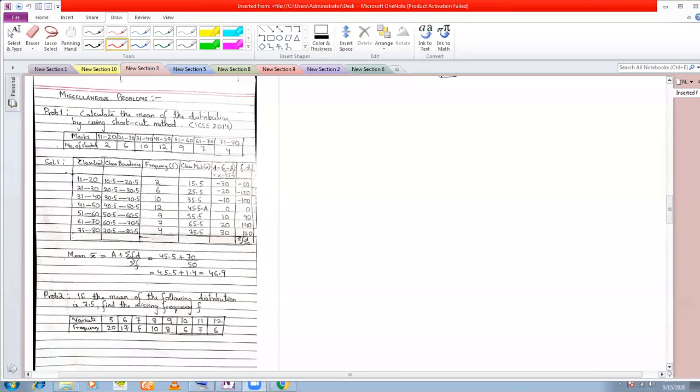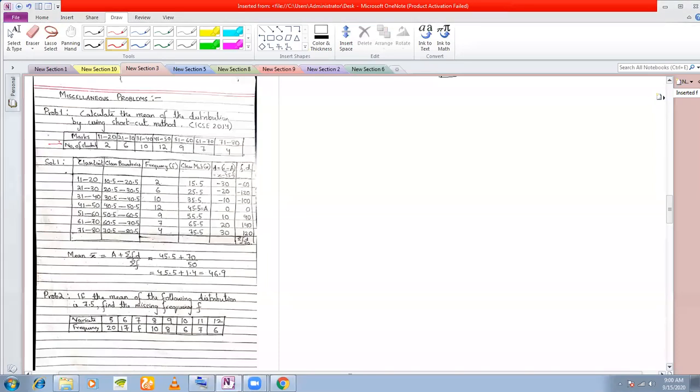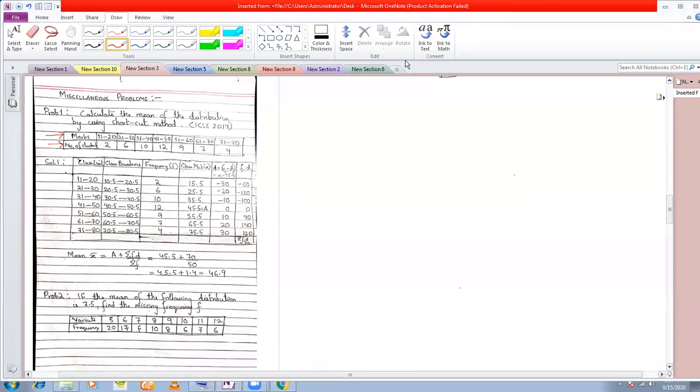Fine. You have to calculate the mean of this given distribution where the marks are given 11 to 20, 21 to 30, 31 to 40, and so on. And the frequency is given, number of students. Number of students here is the frequency. This is the marks, the one that you will have to find the mean of.